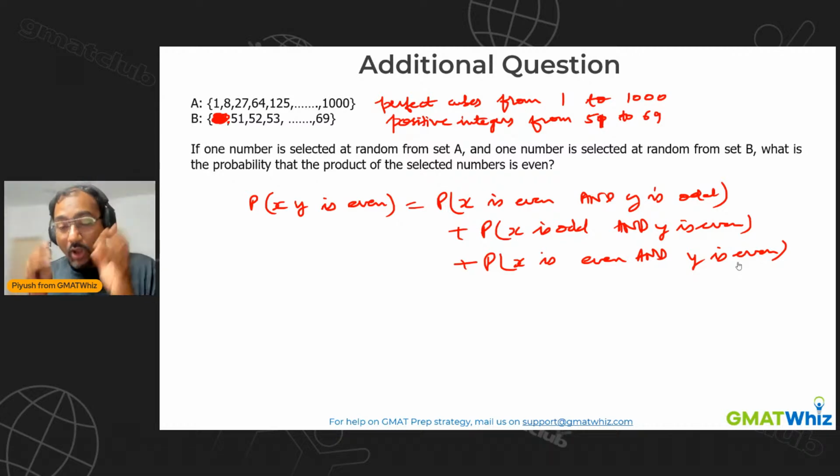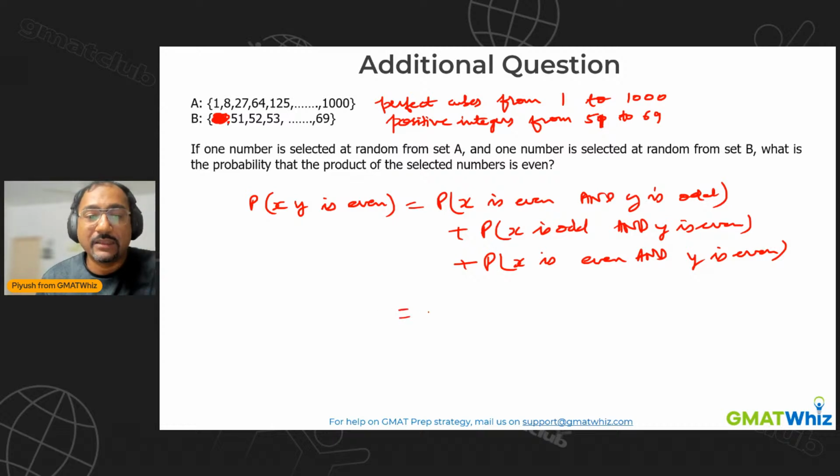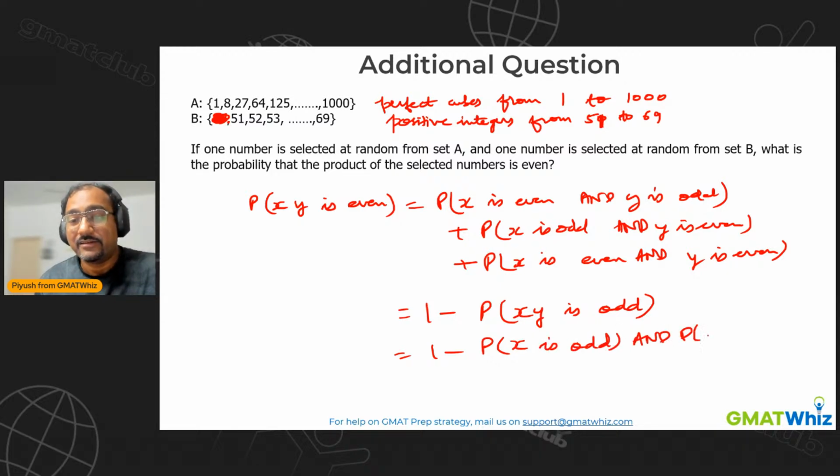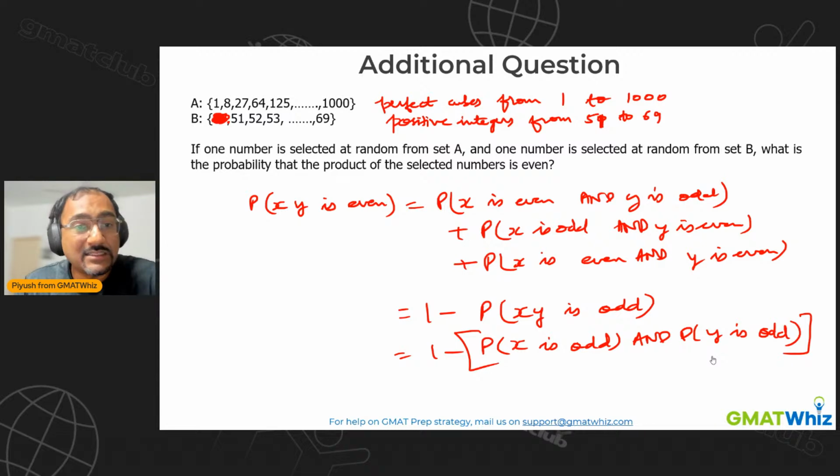But the moment I thought of it, right at that moment, it clicked: why am I writing three scenarios? The three scenarios will take me a lot longer to calculate. Why not simply write it as 1 minus the probability of the product of x and y being odd? That's much better, because the only case in which the product of xy is odd is when x is odd and y is odd. So I can simply find the probability of this event and subtract it from 1, and I'll have my answer.